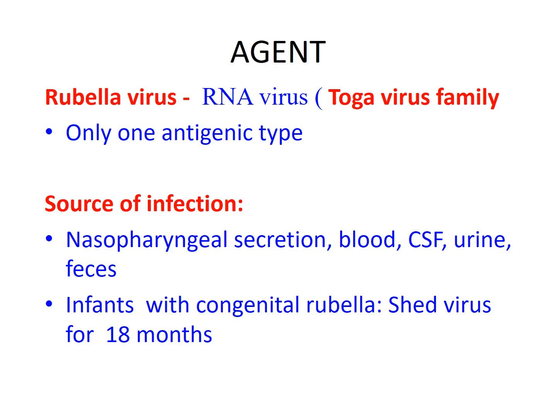The source of infection for rubella is nasopharyngeal secretion, blood, CSF, urine, and feces. And infants with congenital rubella syndrome, that is, babies who got the infection from the mother, shed the virus for 18 months, so they are also infective.